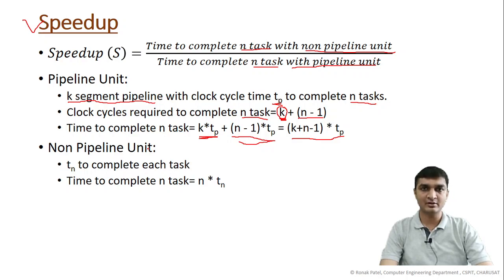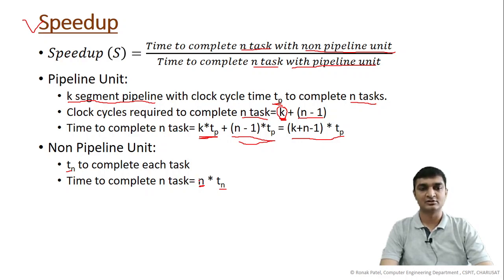For a non-pipeline unit, if we don't use a pipeline, then Tn is the time to complete each task. I am talking about one task. So there are n tasks, so the time to complete all the tasks is n into Tn. Tn is the time to complete one task, and how many tasks do we have?